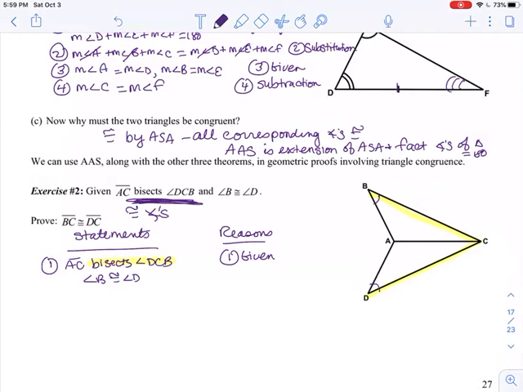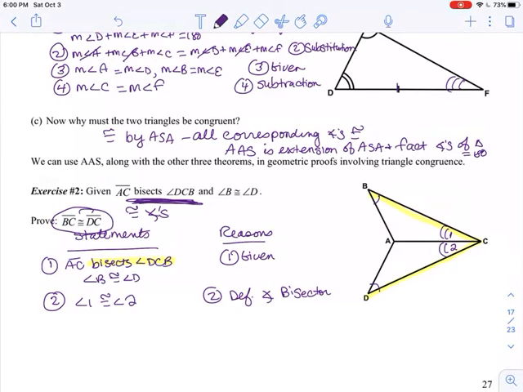So I'm going to go to DCB and highlight it. That was just cut in half because it was bisected. So I'm going to call this angle 1 and angle 2. An angle bisector cuts an angle in half. So once I know that something's an angle bisector, I'm going to call those two halves angle 1 and angle 2, and I say they are congruent to each other, and the reason is just definition of angle bisector. Keep it simple.